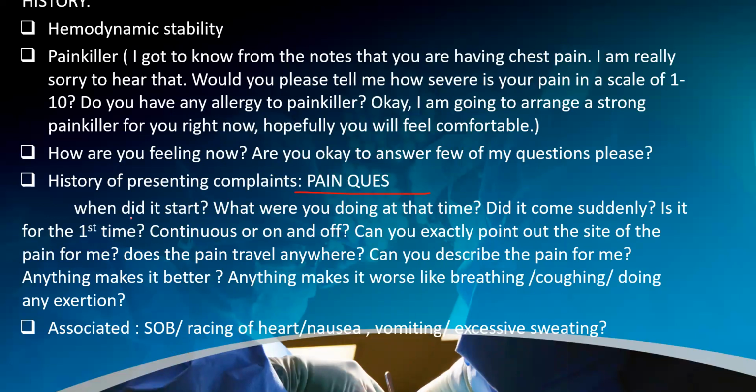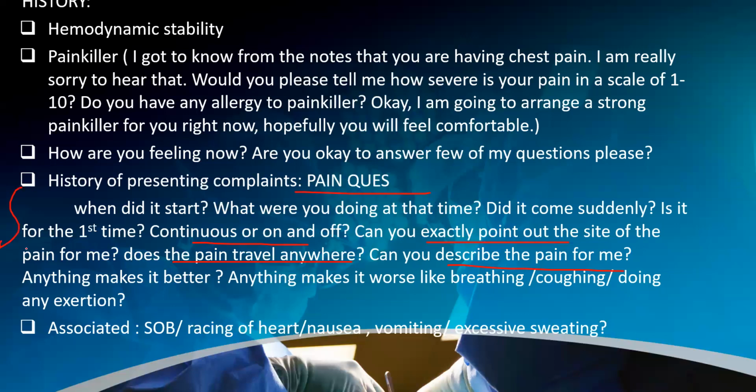So John, when did it start? What exactly were you doing at that time? And did it come suddenly or gradually? Is it for the first time? Is it continuous or on and off? Can you exactly point out the site of the pain for me, please? And does the pain travel anywhere, like to your neck, your jaw, or your left arm? Can you describe how the pain feels? Is it a stabbing kind of pain? Is it a sharp pain? Or is it a kind of constricting, pressure-like pain? Does anything make it better, anything make it worse?